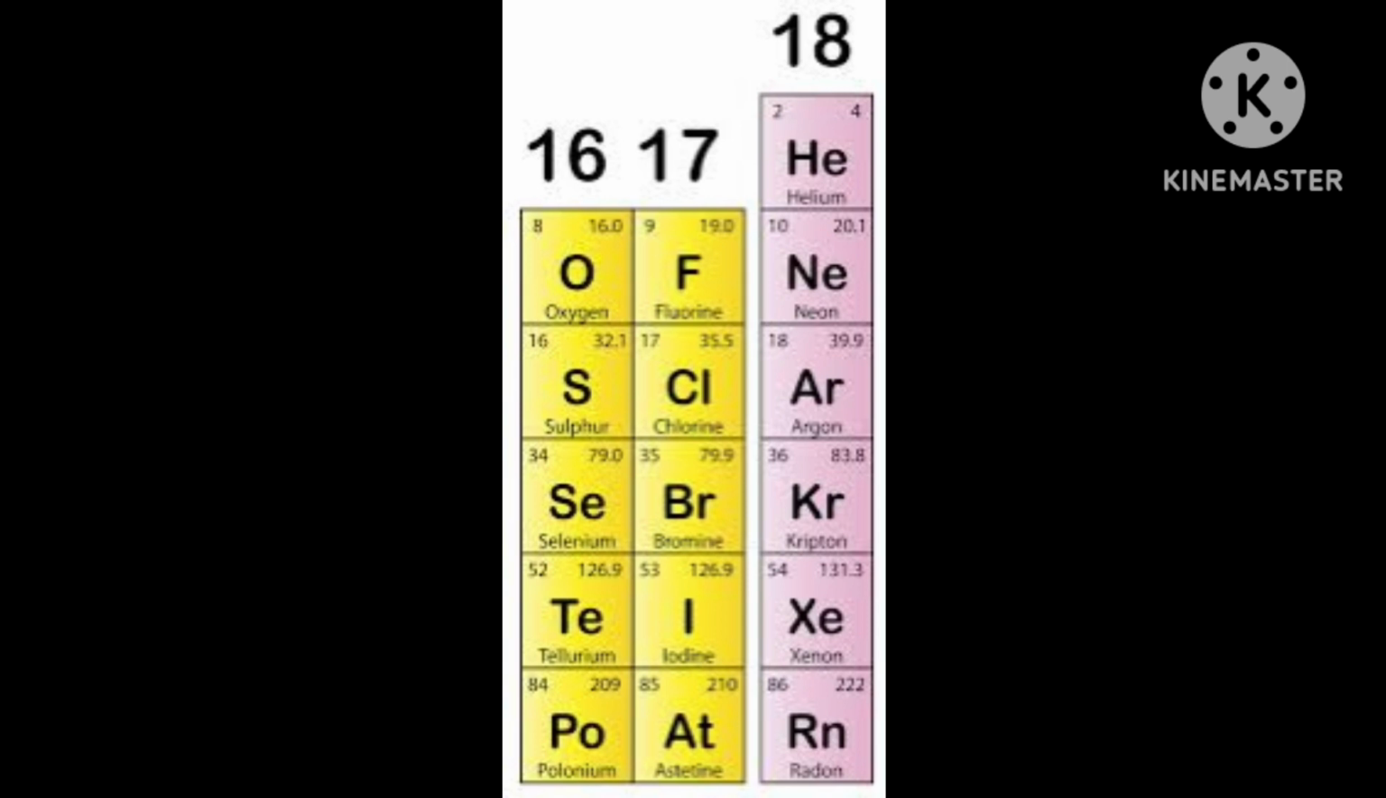Now I want to tell atomic and physical properties of group 18 elements. First I will discuss atomic number. Helium atomic number is 2. For neon it is 10. Argon 18. Krypton 36. Xenon 54. And radon 86.